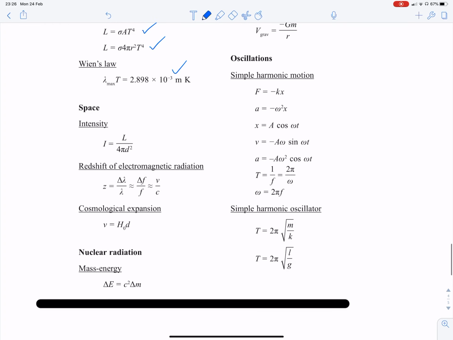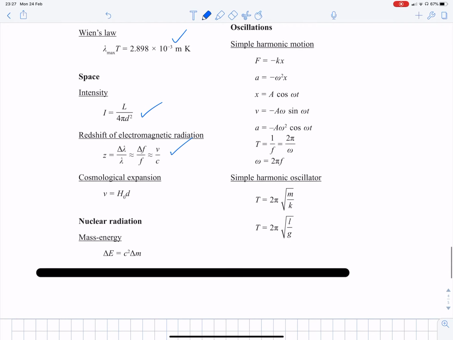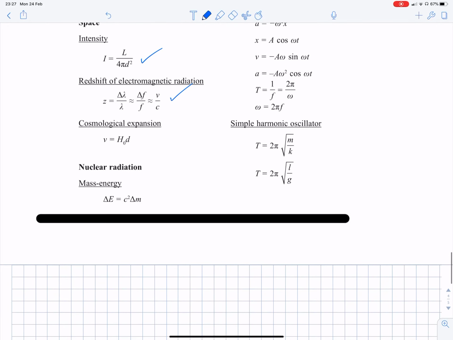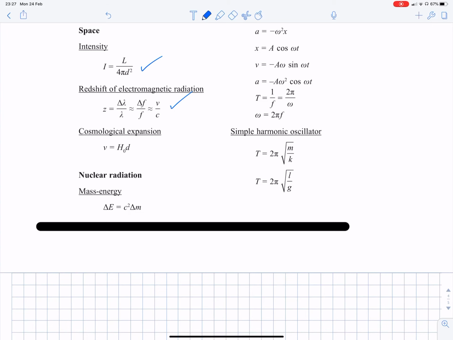In space, intensity is L over 4 pi d squared. The redshift of electromagnetic radiation, z, equals delta lambda over lambda, approximately equal to delta frequency over frequency, approximately equal to v over c, velocity over speed of light. Cosmological expansion, v equals H0 d. Nuclear radiation mass energy, delta E equals c squared delta m. In other words, E equals mc squared.